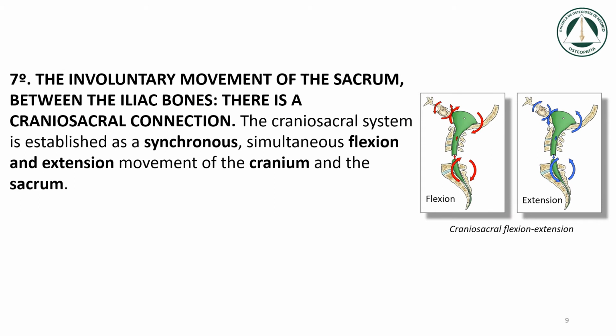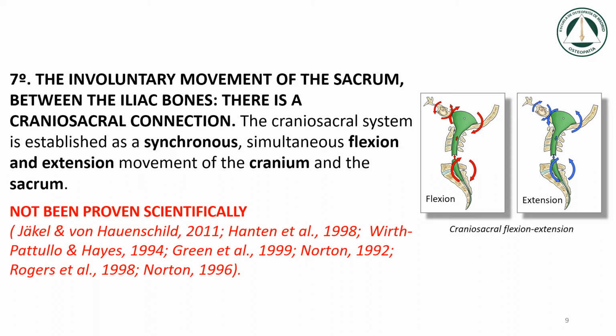7. The involuntary movement of the sacrum between the iliac bones. There is a craniosacral connection. The craniosacral system is established as a synchronous, simultaneous flexion and extension movement of the cranium and the sacrum. Not proven scientifically. Any study looking for a synchronous relationship between the cranium and the sacrum shows that it does not exist. There are several studies showing this.